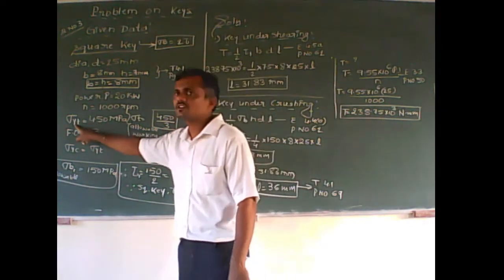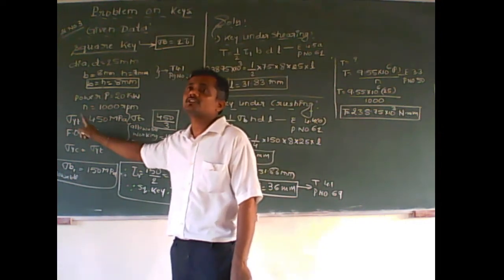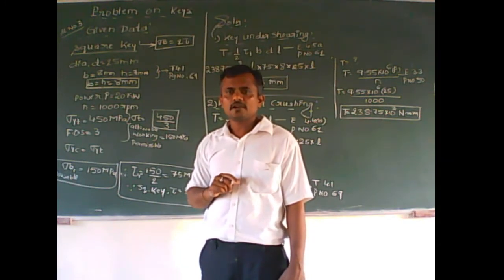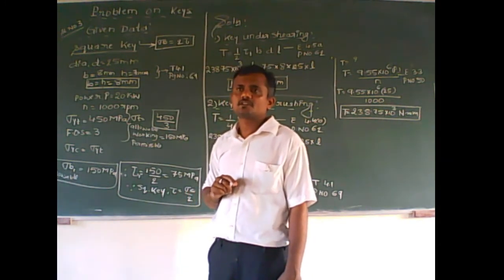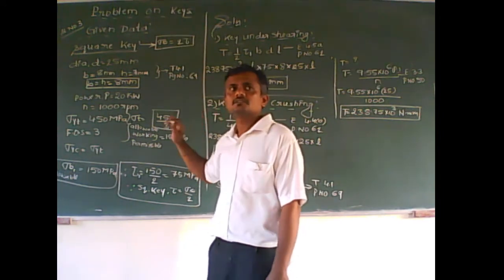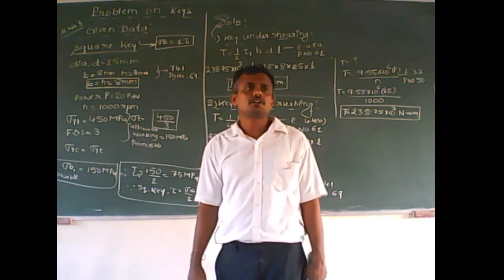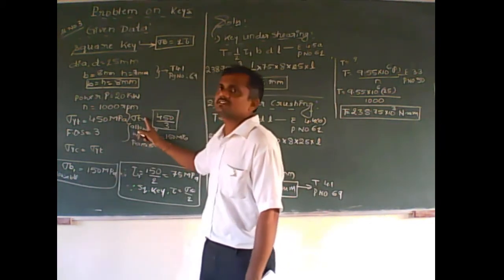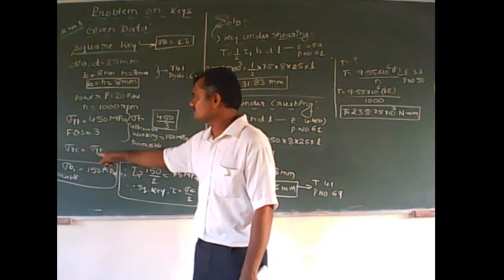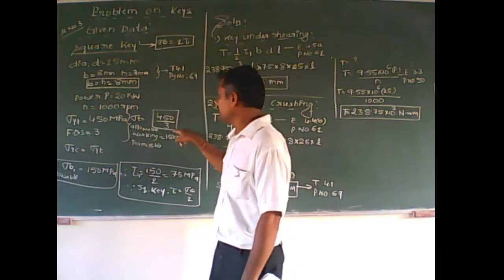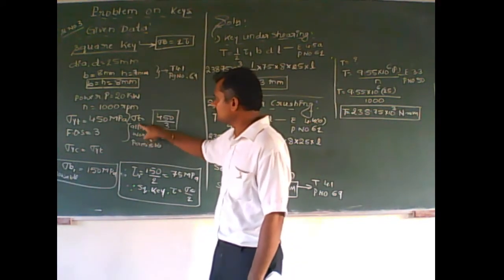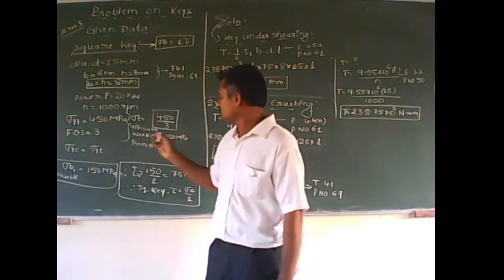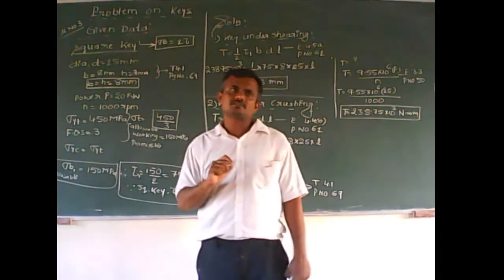This value should be used for determining the parameters of a key. Don't use yield stress or ultimate stress. Instead of that, we have to take the yield or ultimate value divided by the factor of safety. And afterwards, you can concentrate here. He says, according to this relationship, tensile stress is 150 MPa. We can take it as tensile stress or allowable, working, permissible or safe stress. So this should be equal to crushing stress.